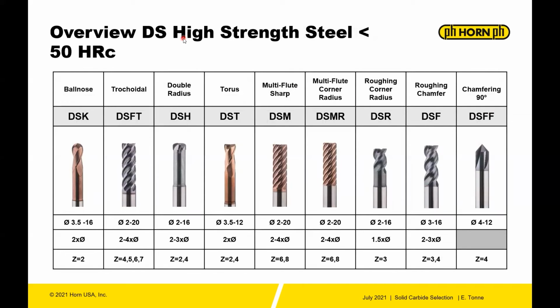The DS system for high strength materials, less than 50 Rockwell. You have the DSK, the trochoidal DSFT, the DSH, which is a double radius, so more or less a high feed tool. Torus end mills, multi-flute sharp, multi-flute with corner radii, roughing corner radius, roughing chamfer, chamfering 90 degrees.